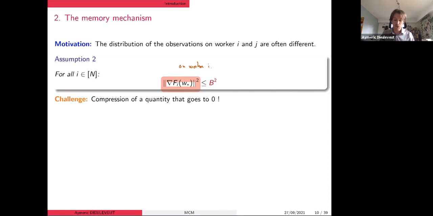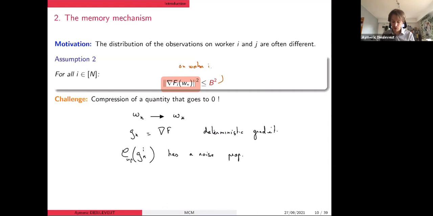An assumption that we could use is that if all workers agree on the optimal point, then all the gradients at the optimal point are going to be zero. Otherwise, if there is a lot of heterogeneity, typically the gradient of the function f_i at point w star is not zero. And I'm going to assume that there is an upper bound on this value. Then what happens in practice is that even if I'm converging, so let's assume that omega k goes to omega star, and let's assume that the gradient g_k is the gradient of f, so it's a deterministic gradient. Then the compression of this gradient g_k^i in the uplink direction has a noise proportional to the square norm of the gradient of f_i at w_k, which is upper bounded by something of the order of b squared.